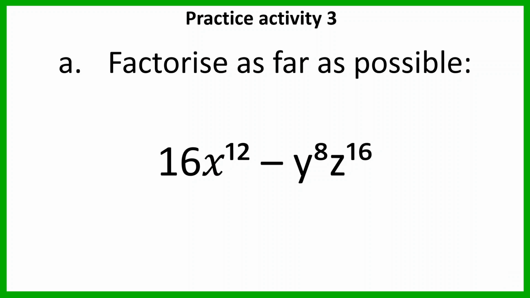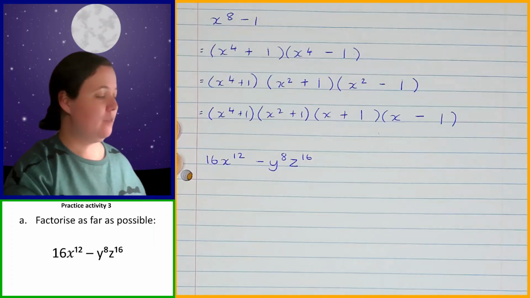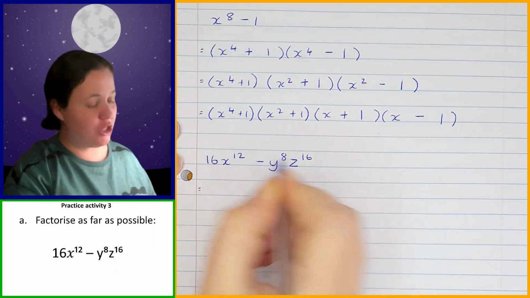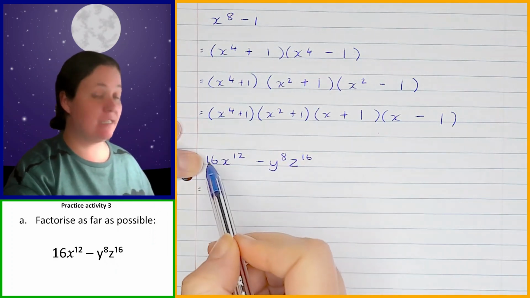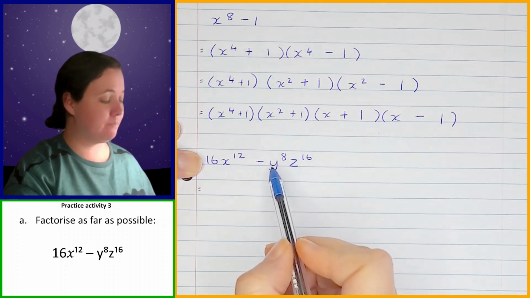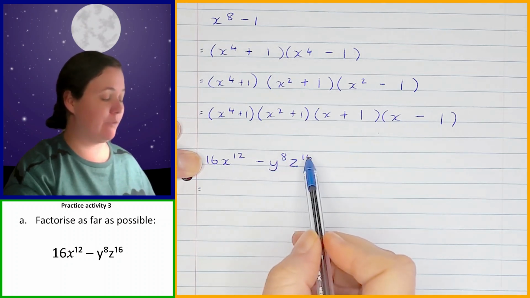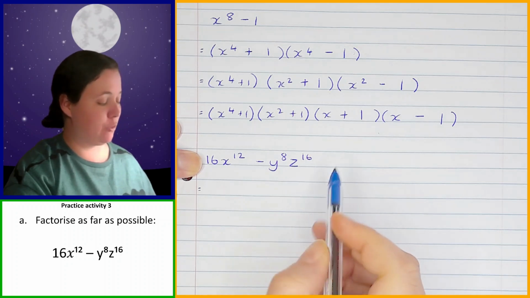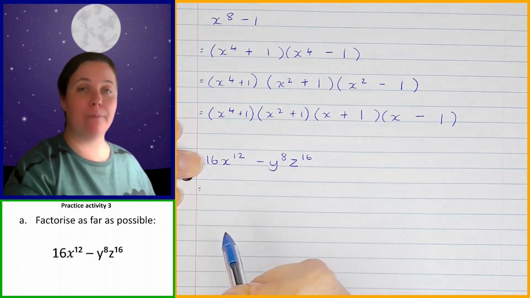Okay, so let's go through that question and see what you should have got. Right, so we start off by checking that this is difference of two squares. 16 is a perfect square. x to the power of 12 has an even exponent. And then y to the power of 8 and z to the power of 16 also both have even exponents. There are two terms with a minus in between.